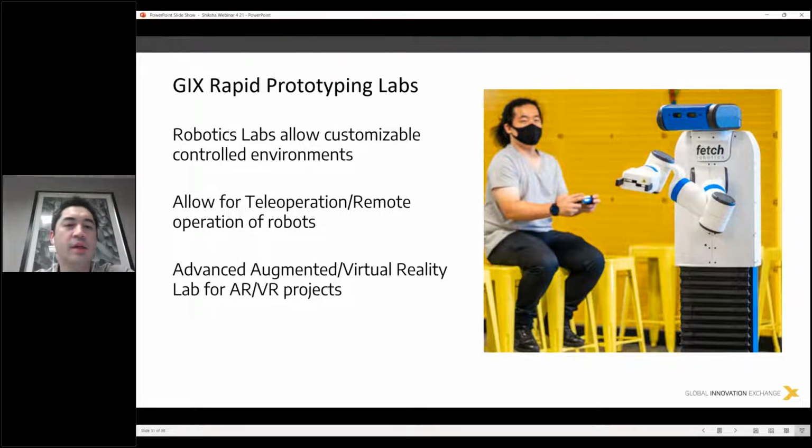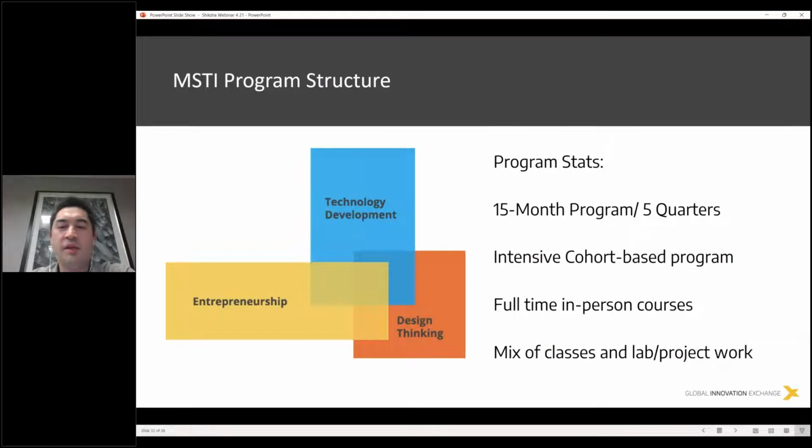Okay, and then a little bit about the program here. So it is an intensive program. These are the three areas that we combine in our program: technology development, entrepreneurship, and design thinking. We are an in-person program. It's a STEM program, and definitely the mix of classes and lab projects is a hallmark of our program.